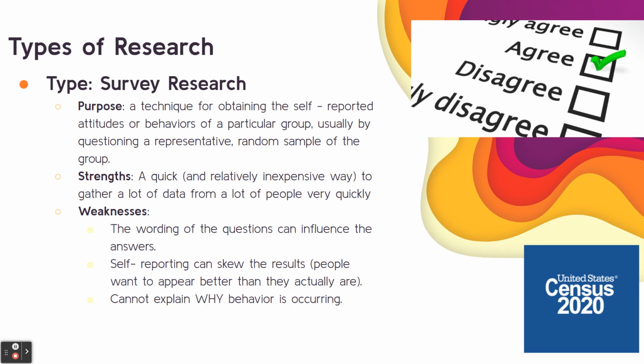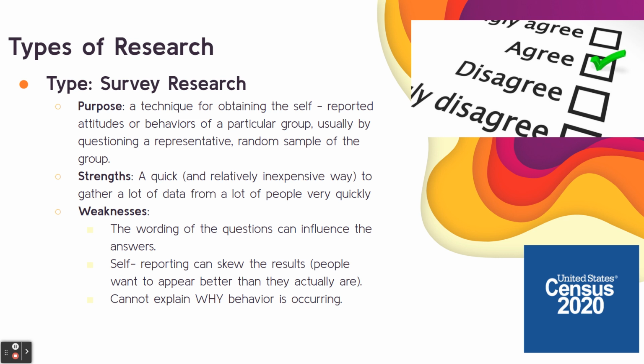Another type of research is survey research. So the purpose of survey research is a technique for obtaining the self-reported attitudes or behaviors of a particular group, usually by questioning a representative random sample of a group. So a strength of a survey would be that it's quick and relatively inexpensive to gather a lot of data from a lot of people very quickly.